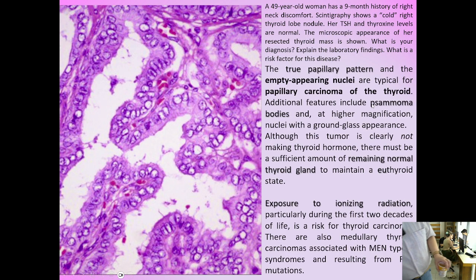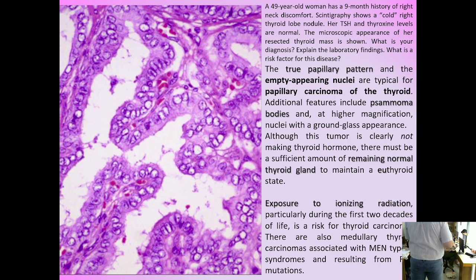Empty appearing nuclei. We can also see psammoma bodies, as we said. This tumor is not making thyroid hormone. That's why it appeared in the scintigraph as a cold nodule. However, the remaining thyroid parenchyma works perfectly well. Thus, the levels of the thyroid hormones are not affected.